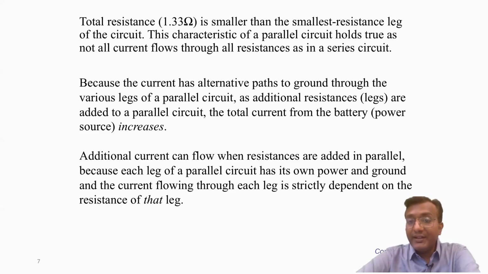As additional legs are added in the parallel circuit, the total current from the battery also increases. Additional current can flow when resistances are added in parallel, because each leg of a parallel circuit has its own power and ground, and the current flowing through each leg is strictly dependent on the resistance of that leg.